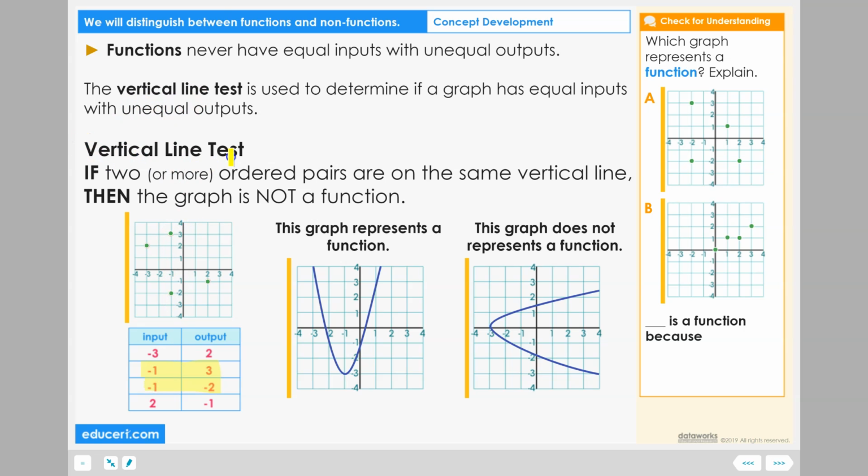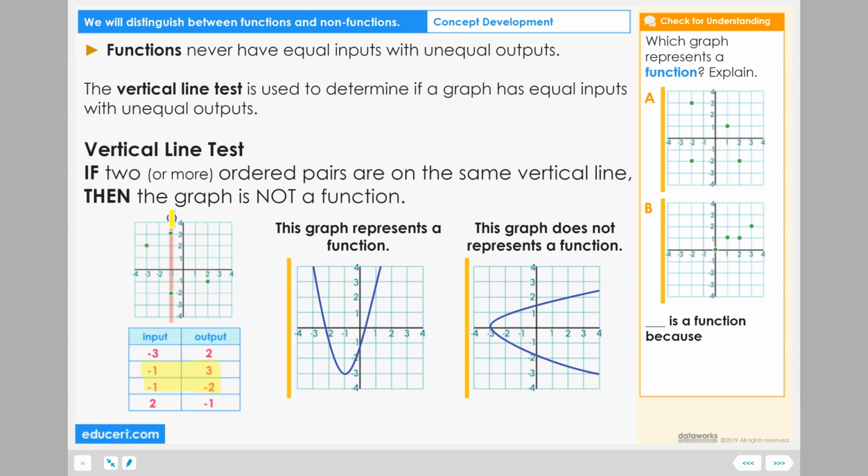The vertical line test: if two or more ordered pairs are on the same vertical line, then the graph is not a function. The vertical line test will scan a graph, and at any point, if it finds two ordered pairs on the same vertical line, then that will tell us that this graph is not a function.